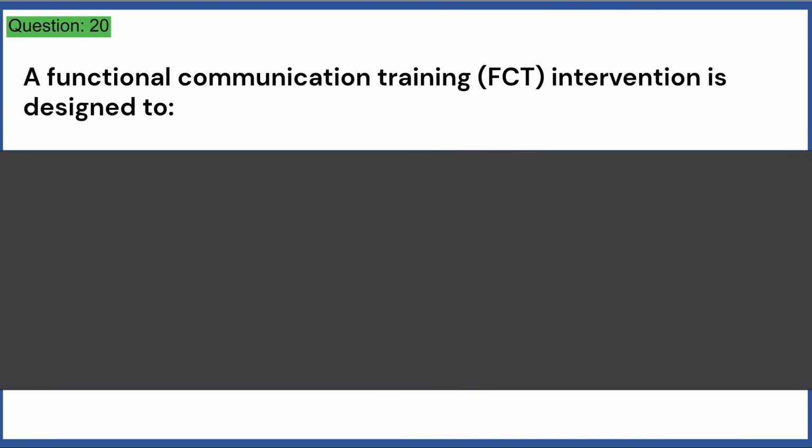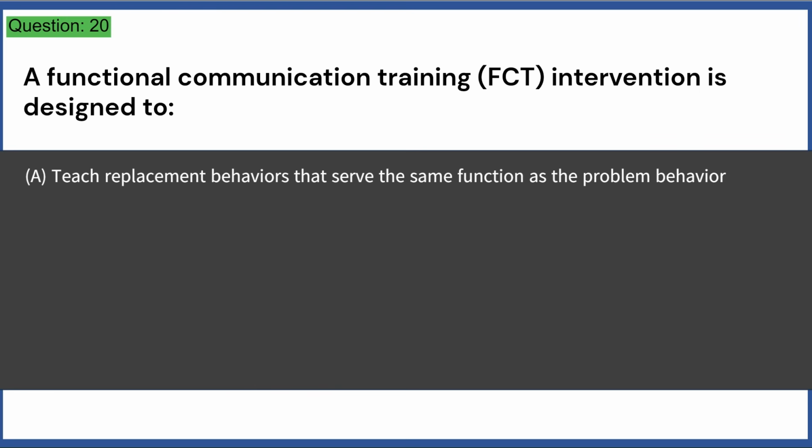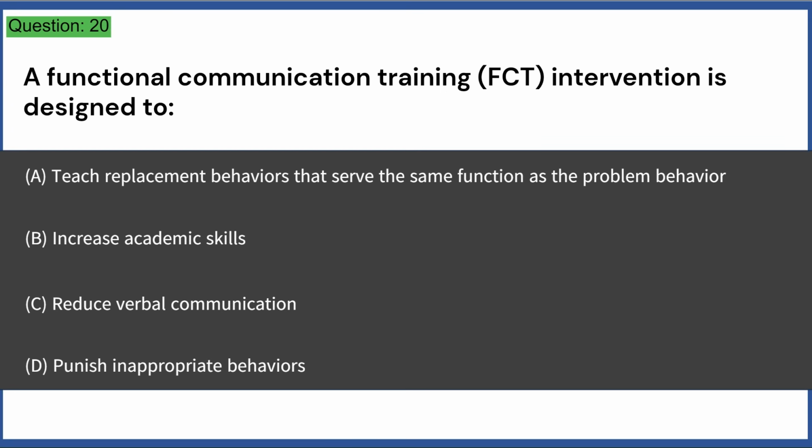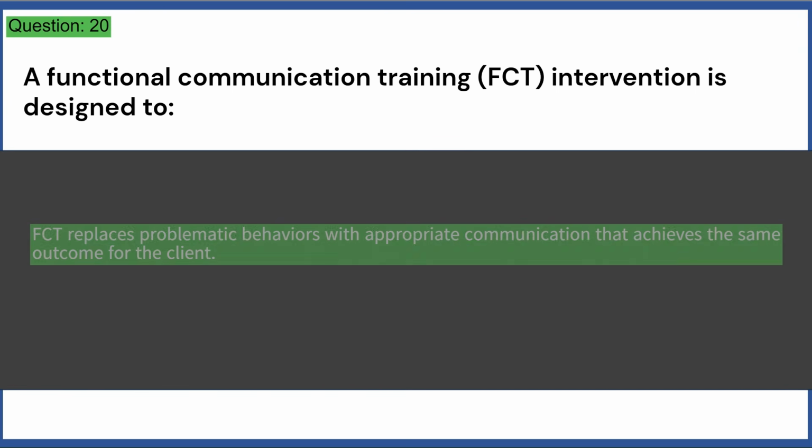A functional communication training (FCT) intervention is designed to: A. Teach replacement behaviors that serve the same function as the problem behavior. B. Increase academic skills. C. Reduce verbal communication. D. Punish inappropriate behaviors. Answer, A. FCT replaces problematic behaviors with appropriate communication that achieves the same outcome for the client.